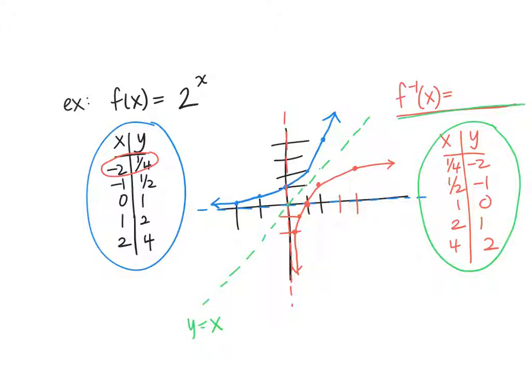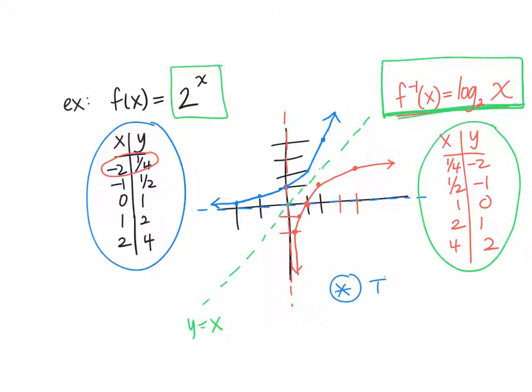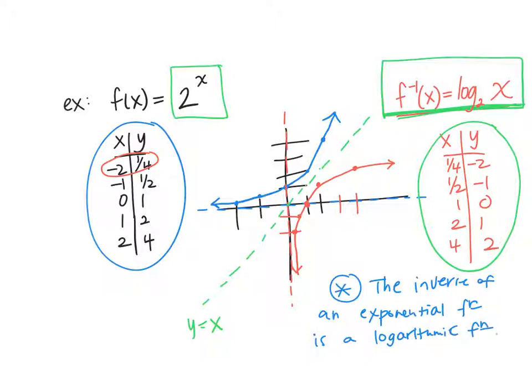But how would I write this inverse as a function? I have 2 to the x. What is the inverse of 2 to the x? That is log base 2 of x. So the inverse of an exponential function is a logarithmic function. And we'll learn more about this next class.